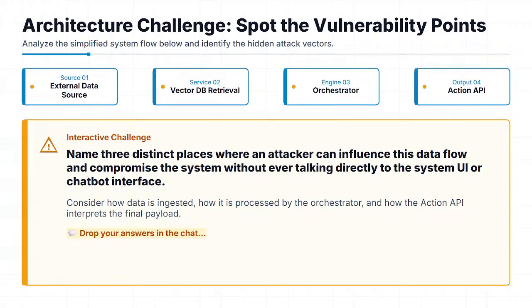Spotting potential vulnerability points when we are considering it from the architecture angle, and not just what the user is saying on the interface.